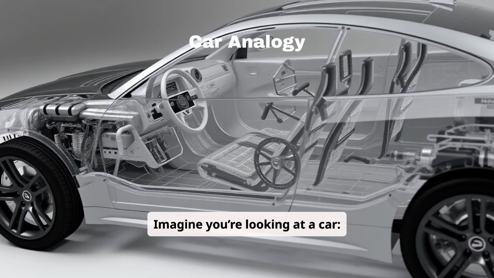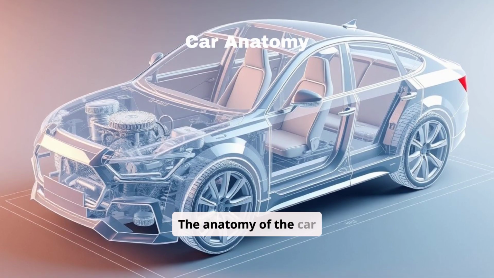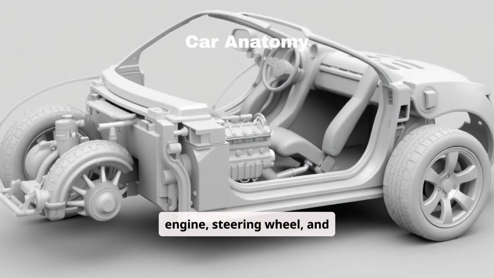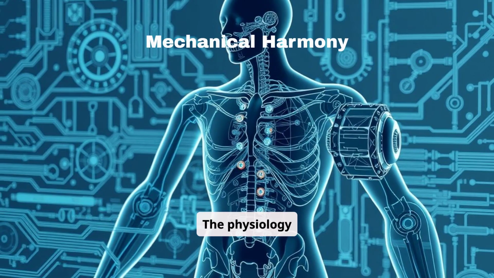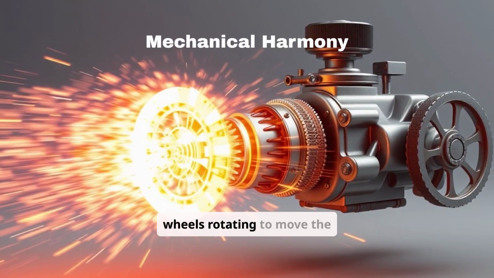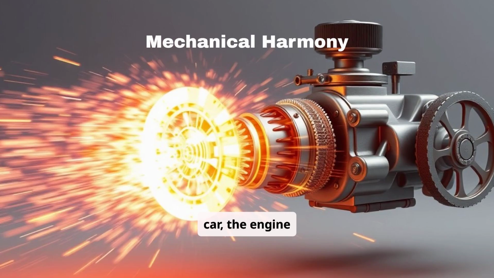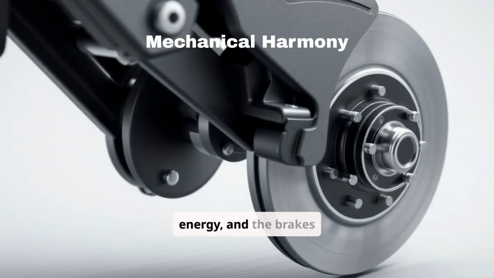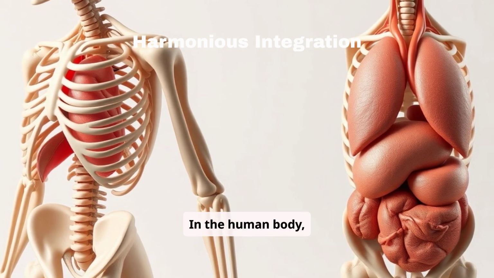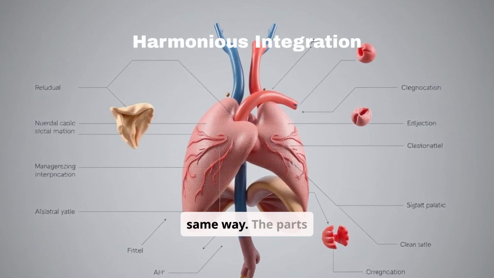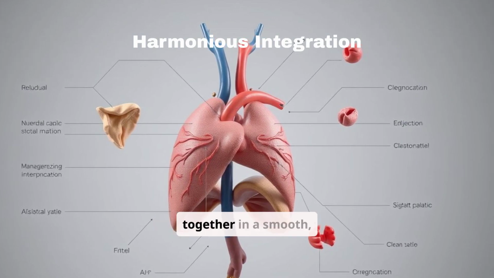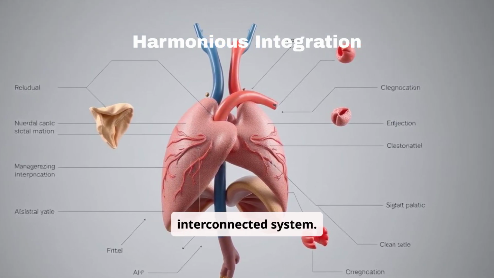Imagine you're looking at a car. The anatomy of the car includes its observable elements: the tires, engine, steering wheel, and doors. The physiology focuses on how those parts work together: the wheels rotating to move the car, the engine converting fuel into energy, and the brakes stopping the car when pressed. In the human body, anatomy and physiology work the same way. The parts (anatomy) and their functions (physiology) come together in a smooth, interconnected system.